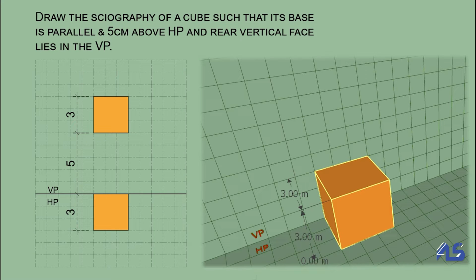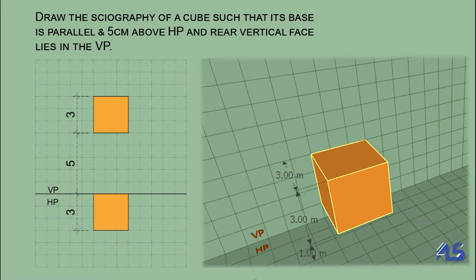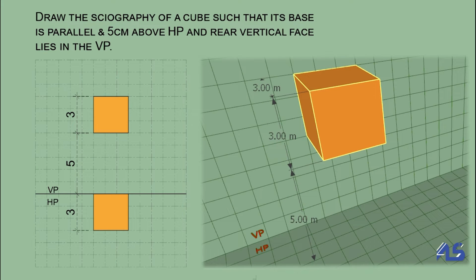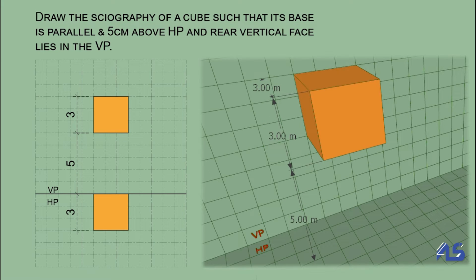To do that, we need to first see that the cube should be 5 centimeters above HP. So this we can only see in VP. We can cross check by counting on the grid in VP as 1, 2, 3, 4 and 5 in the 3D illustration. And similarly, the rear vertical face lies in the VP. That condition we can clearly see in HP.